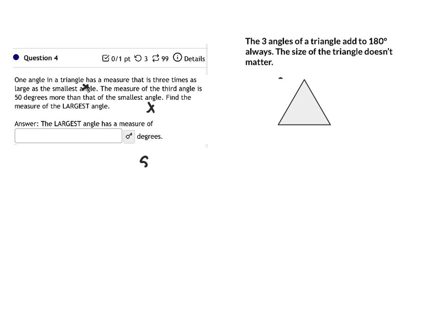So the smallest angle is going to be the formula of x. So we'll just pick an angle x. And then we're going to talk about the other. It says one angle in a triangle has a measure that is 3 times as large as the smallest angle. So that's 3 times that x, 3 times as large. So 3 times x. We'll just call that another angle. And that little sideways L is for angle.